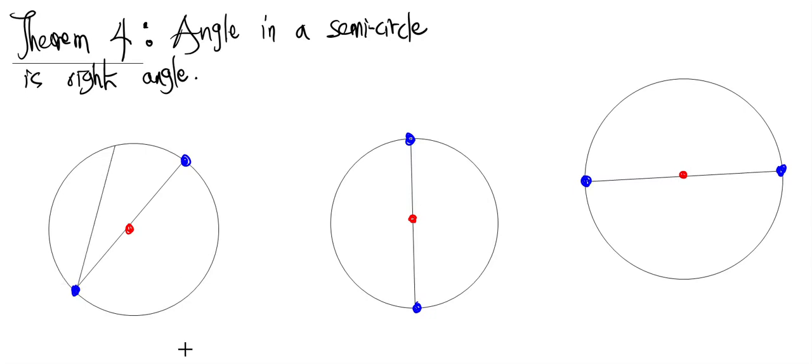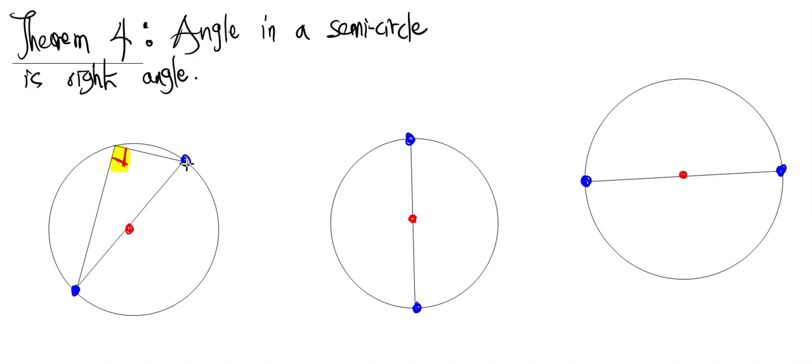Let's put it here. Trace the other extreme endpoint of the diameter, trace it to the circumference. The angle that will be formed here will be 90 degrees. This is the symbol for 90 degrees, and that's right angle.